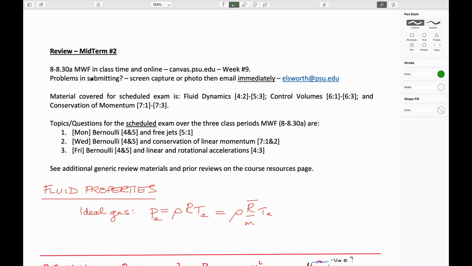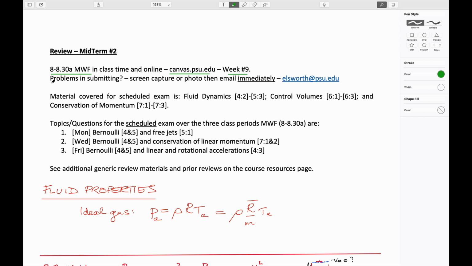Okay, this is the review for the second midterm. Just like the first, it will be on Monday, Wednesday, and Friday mornings during class time, starting at nominally 7:55 and finishing at 8:30 or 8:31. It'll be on Canvas, and it will be in week 9.